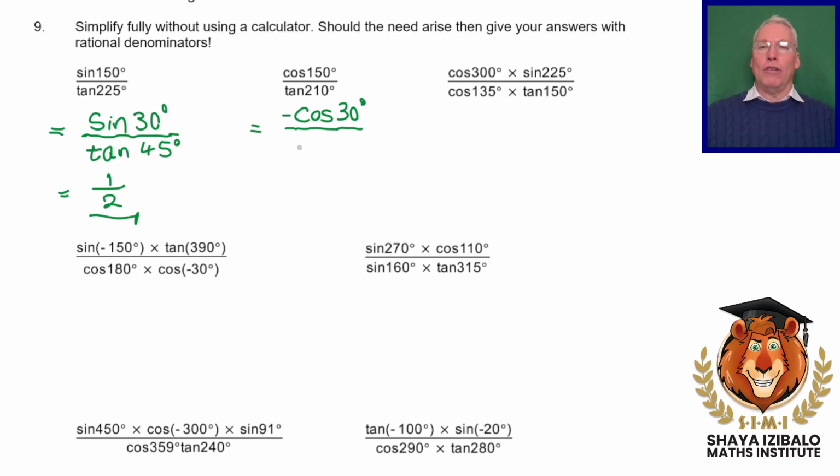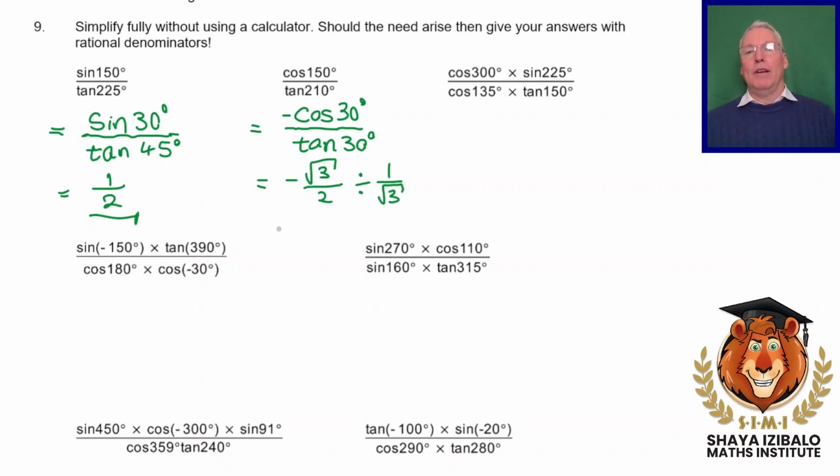Tan of 210, we've got no choice here. This is going to just be the same as the tan of 30. We're in quadrant 3, and tan is positive in quadrant 3. Now, cos of 30 is negative root 3 over 2, divided by tan of 30, which is 1 over root 3. Remember when we divide, we tip and times. So we're actually going to get negative 3 over 2 as our final answer. Root 3 times root 3 when we tip and times, negative 3 over 2.